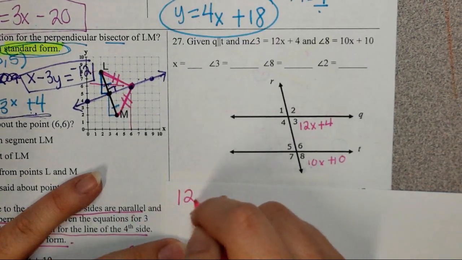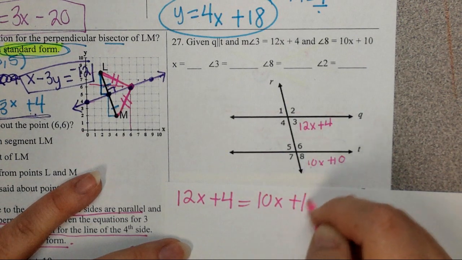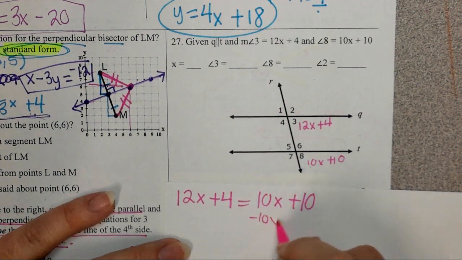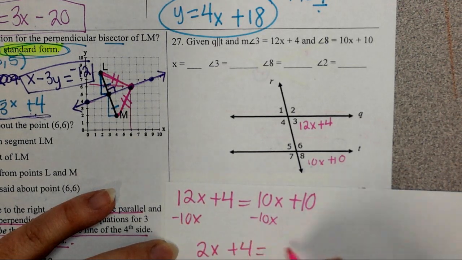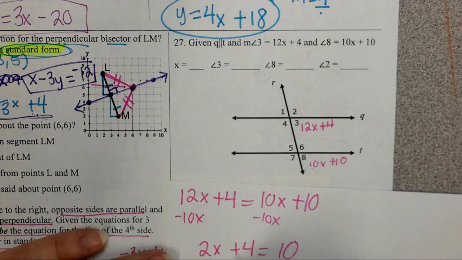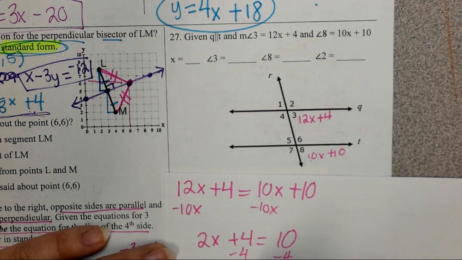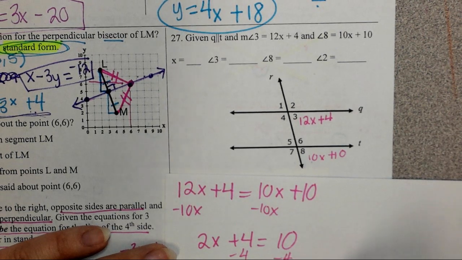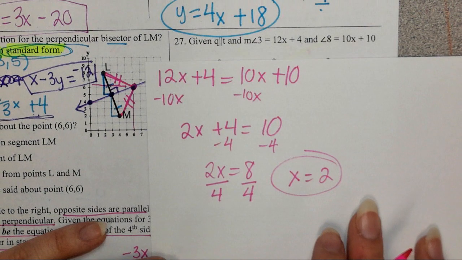So I'm going to solve this by setting these equations equal to each other. Okay, so minus 10x, 2x plus 4 equals 10. Okay, subtract 4, 2x equals 8. So that gives me that x is equal to 2.